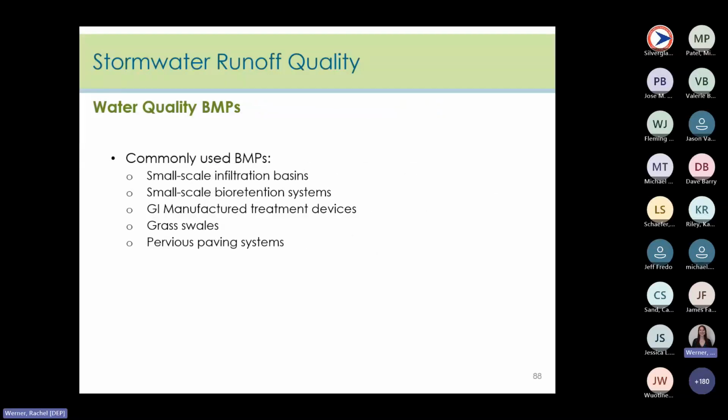And here are the most commonly used water quality BMPs. We have small-scale infiltration basins, small-scale bioretention systems, GI MTDs, grass swales, and pervious paving systems. And we'll take a closer look at some of these.